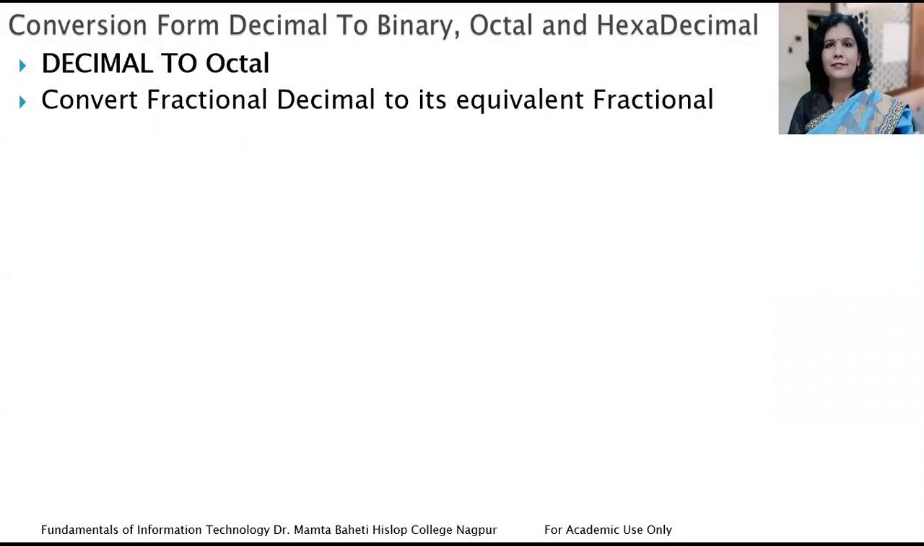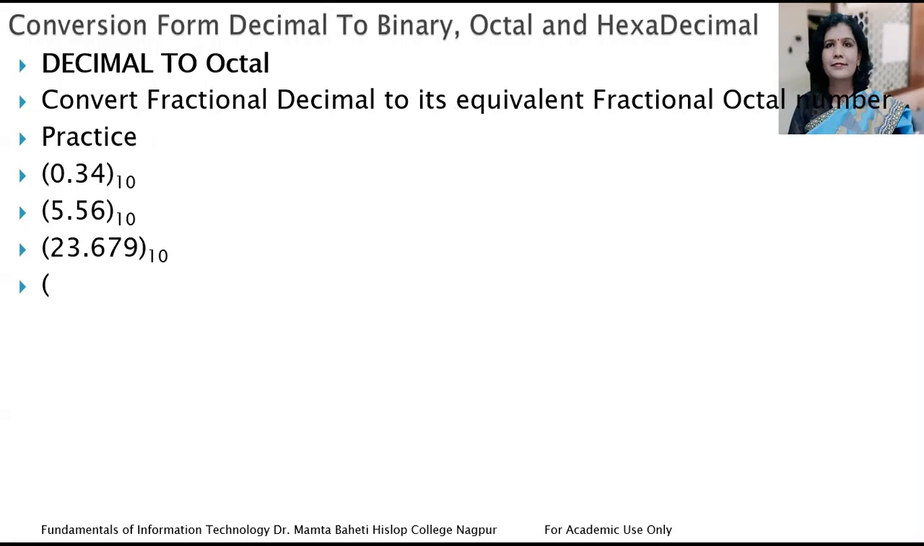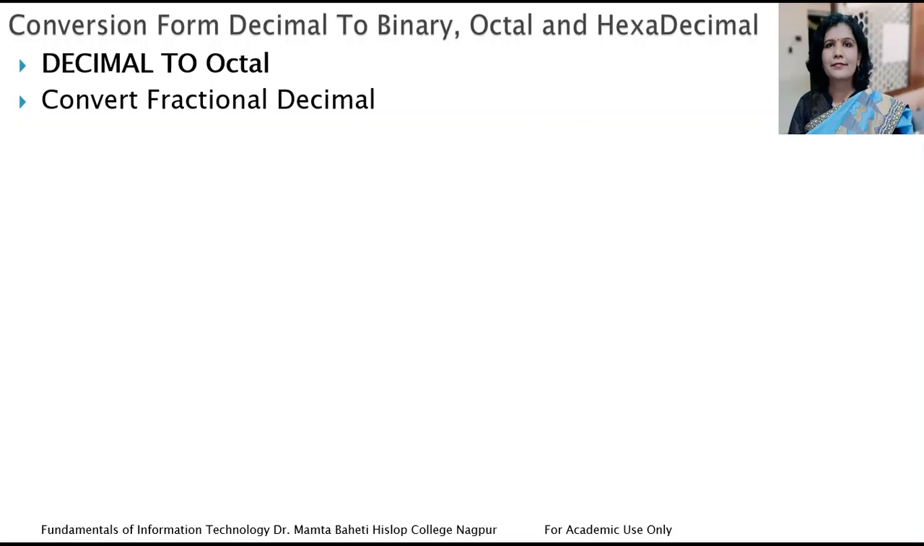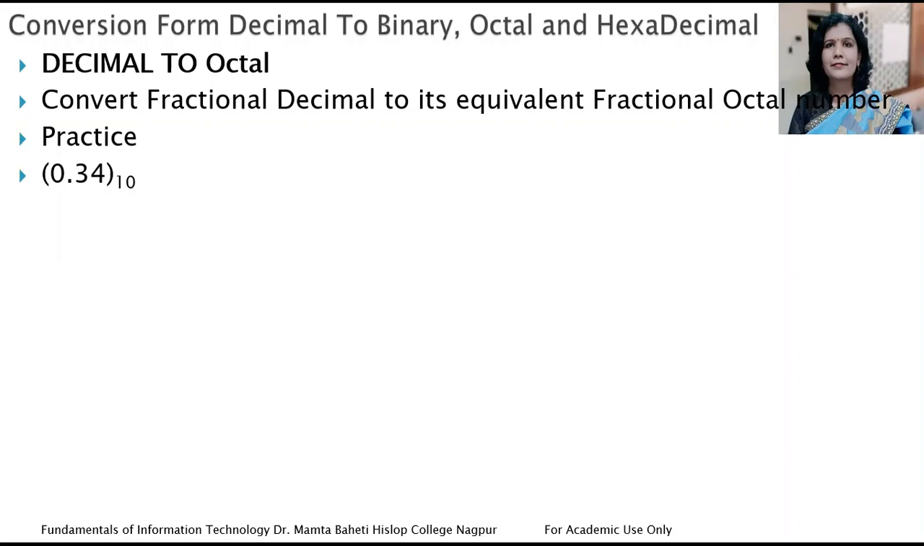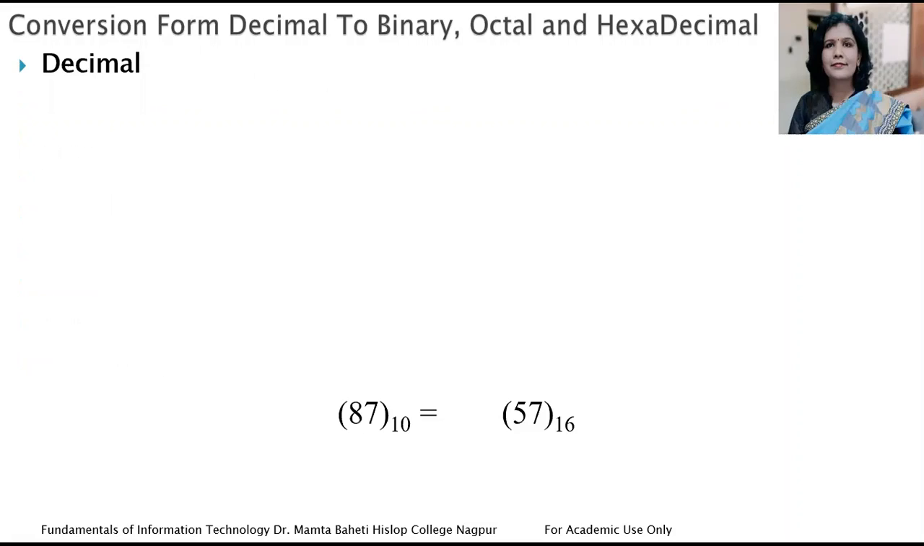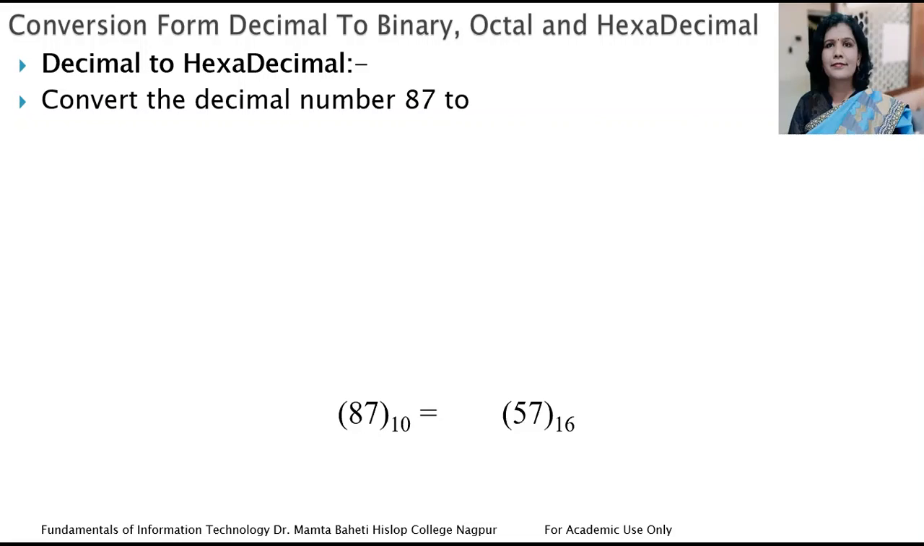So how we will write it now? We have seen this. Now we can practice these numbers, okay, from fractional decimal to fractional octal. Now, how will we convert decimal to hexadecimal?